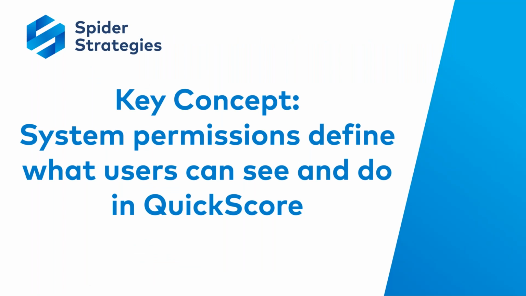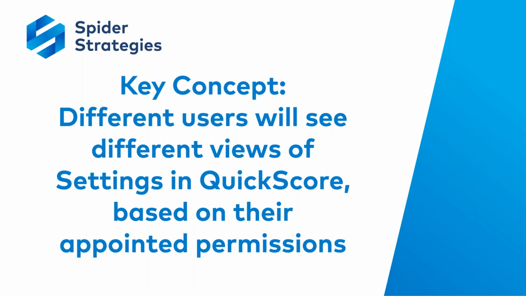So that does bring me around to just a really important key concept to touch on before we move forward, is that QuickScore system permissions are going to define what users can see and do in QuickScore. And what that means is that different users will, of course, see different views of the settings panel or section in QuickScore based on their own personal appointed permissions.